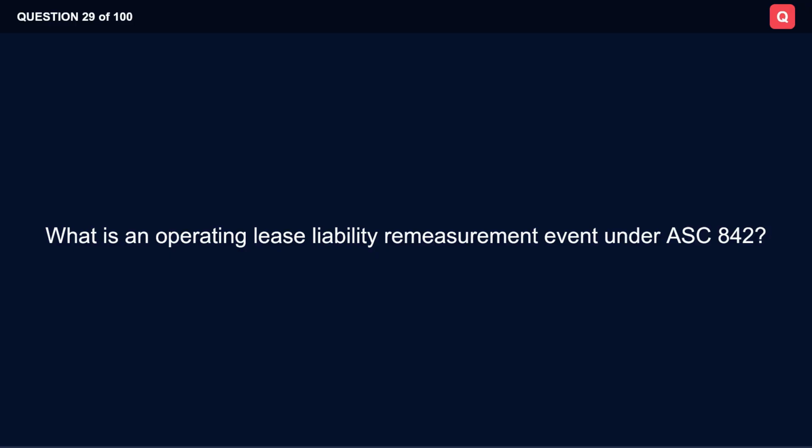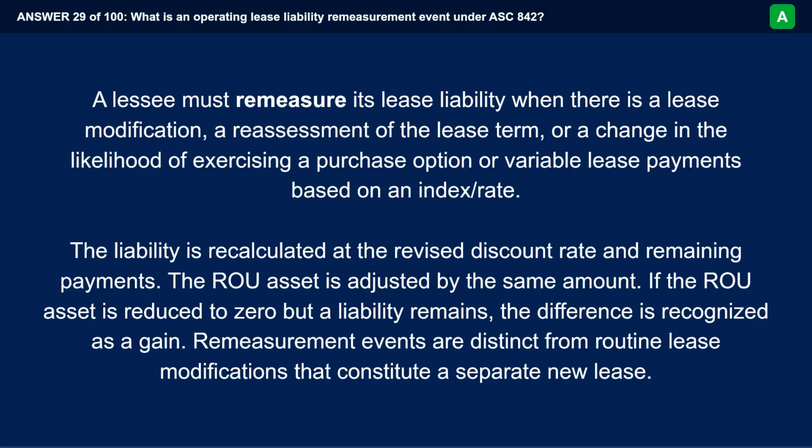What is an operating lease liability remeasurement event under ASC 842? A lessee must remeasure its lease liability when there is a lease modification, a reassessment of the lease term, or a change in the likelihood of exercising a purchase option or variable lease payments based on an index/rate. The liability is recalculated at the revised discount rate and remaining payments.